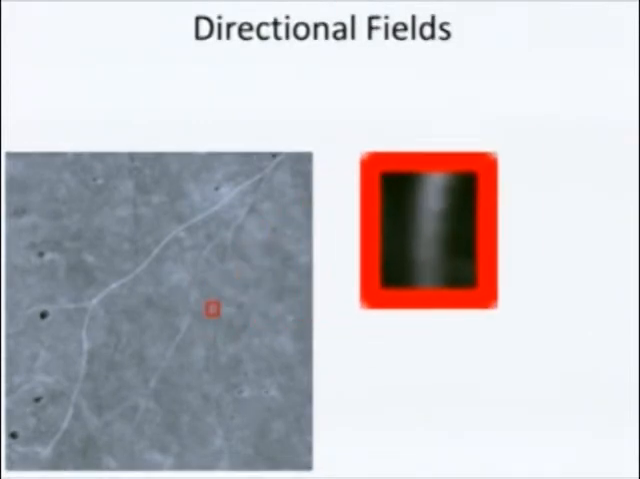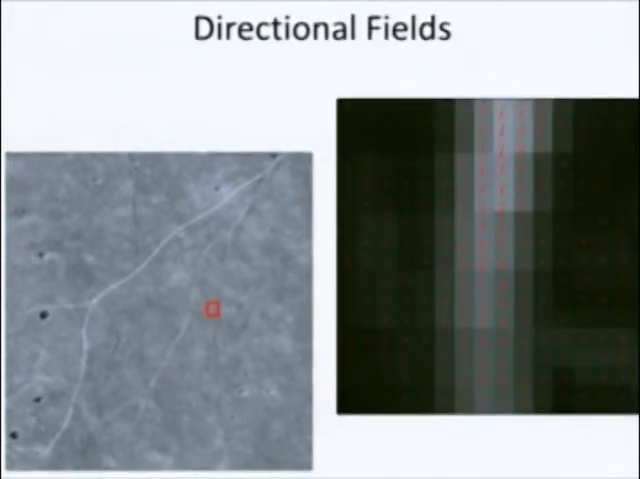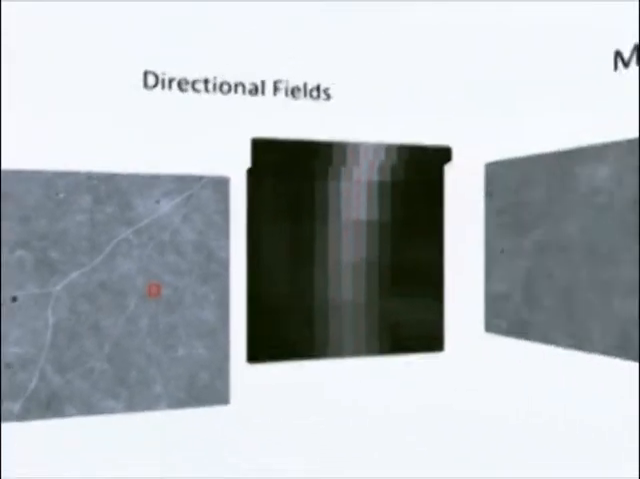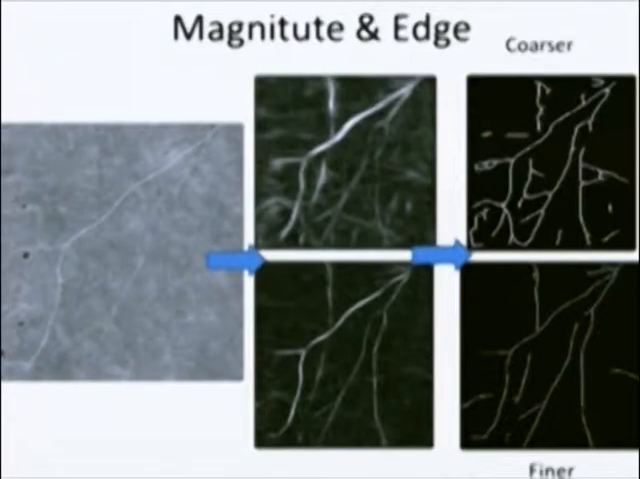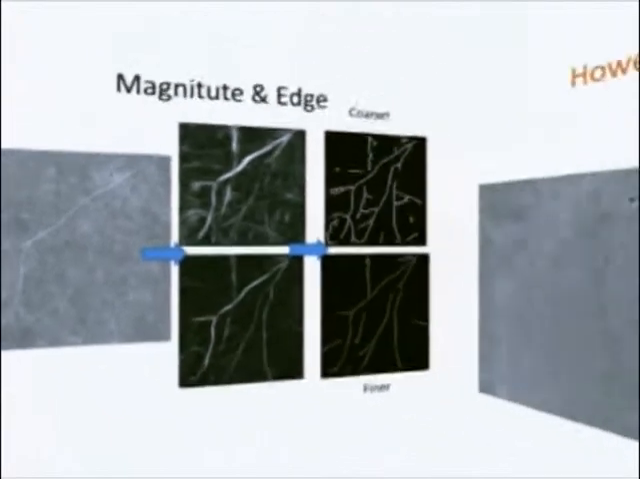Just an illustration of what the directional fields look like. The length of the red arrow represents the magnitude, and it also points in the direction of the major direction. And from the magnitude, we can get the edges from different scales of curvelet coefficients.